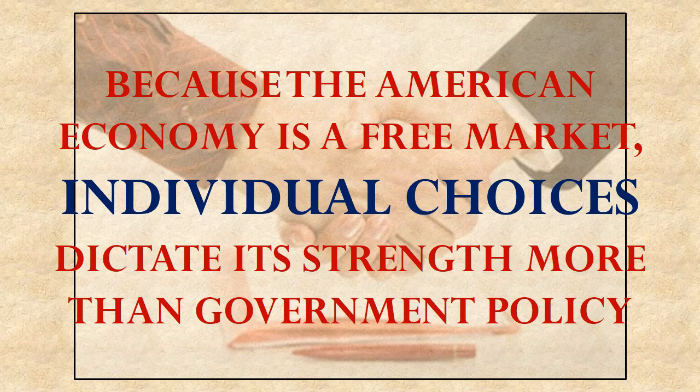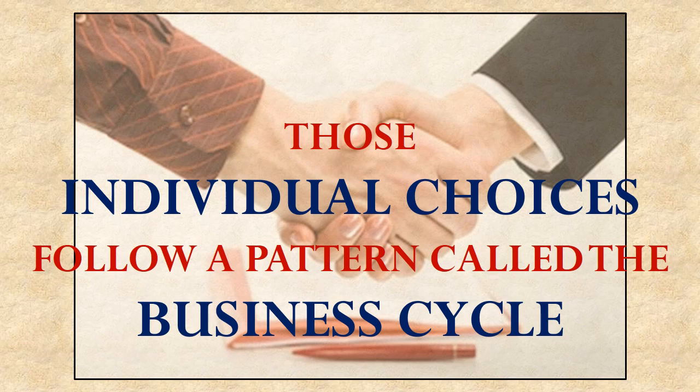So with that in mind, we need to realize that with the economy based on a free market, it's these individual choices that people make in deciding what they will buy and sell, what they will produce, what they will consume, that drives the economic strength of our country. It's not what the government is doing. Instead, it's what private individuals are doing. Those private individual choices then follow a pattern, which we can call the business cycle. Let me explain this.